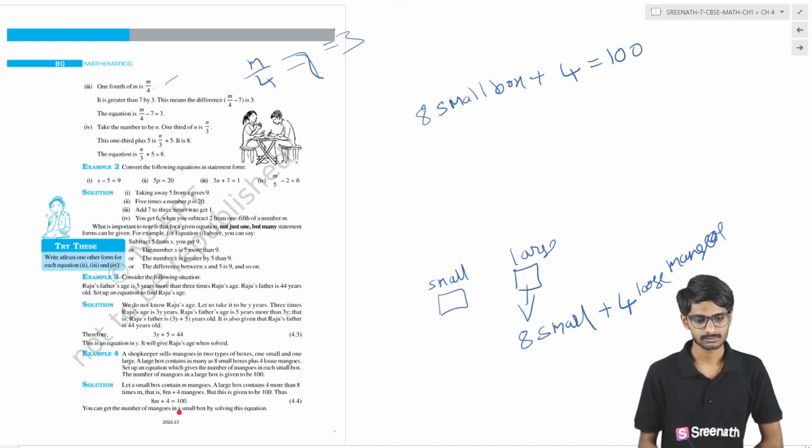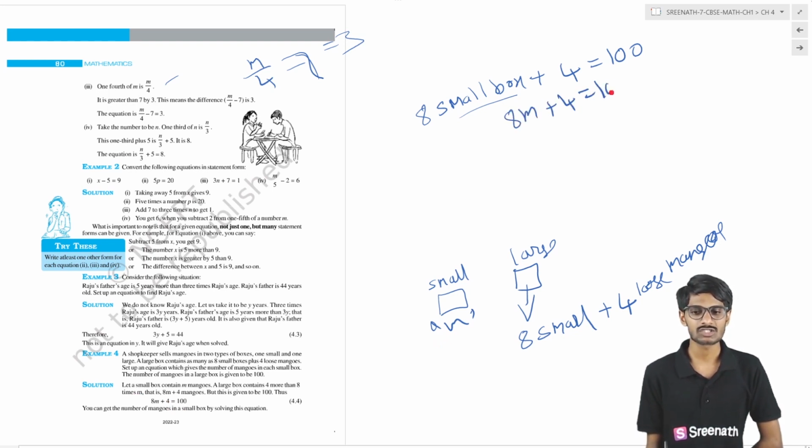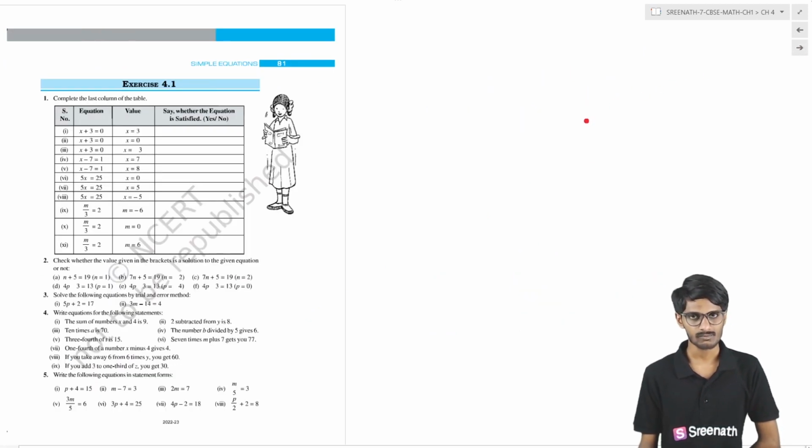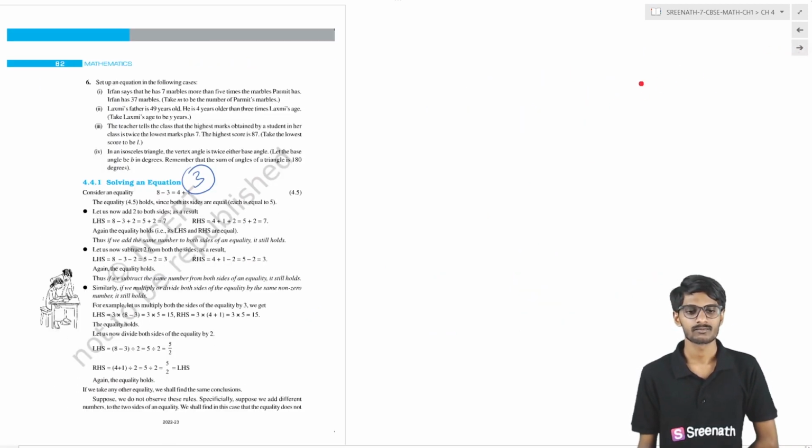By solving this equation, we can write the number of mangoes in a small box as m. So 8m plus 4 equals 100. By solving this equation, you will get the answer, students. We have completed the second topic also.